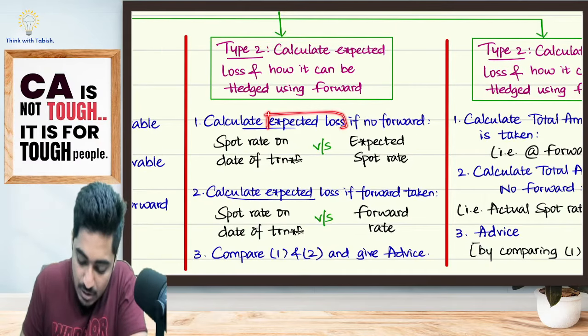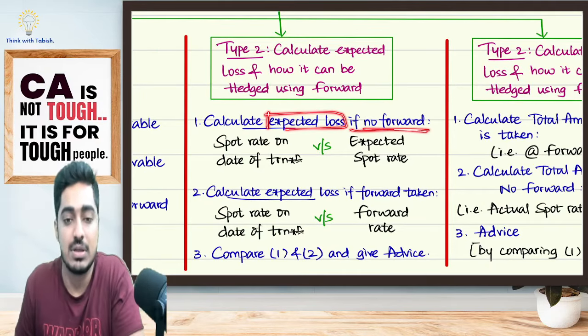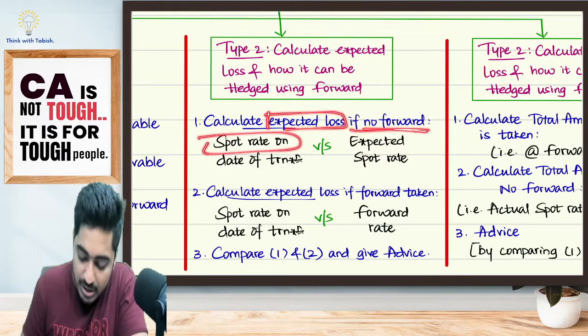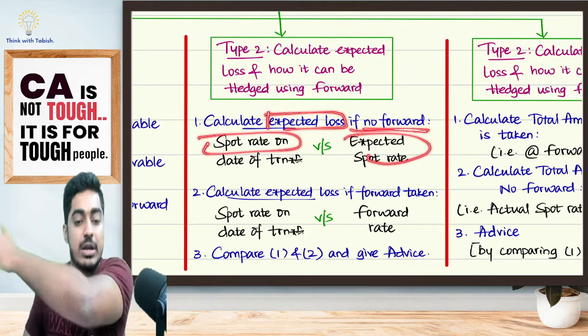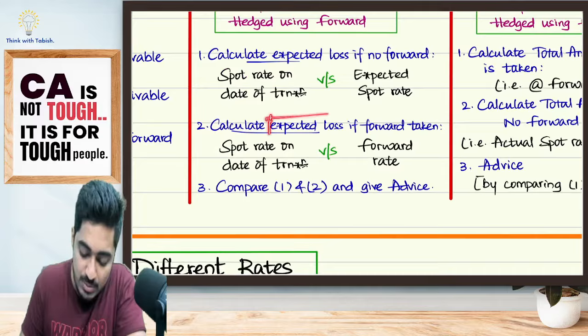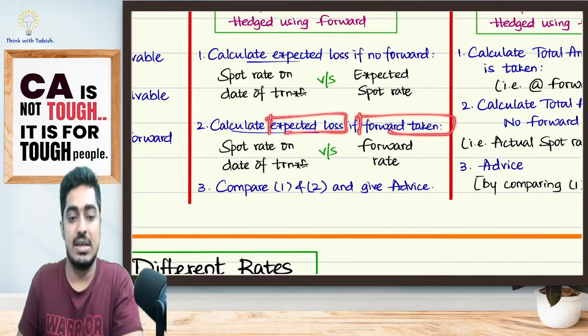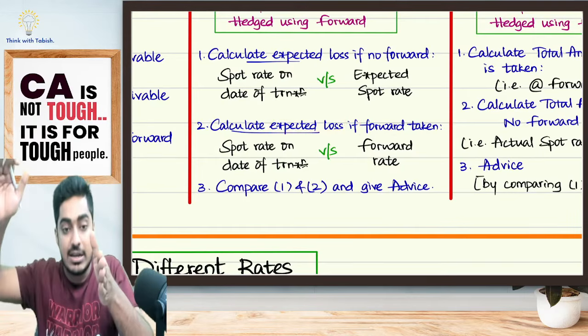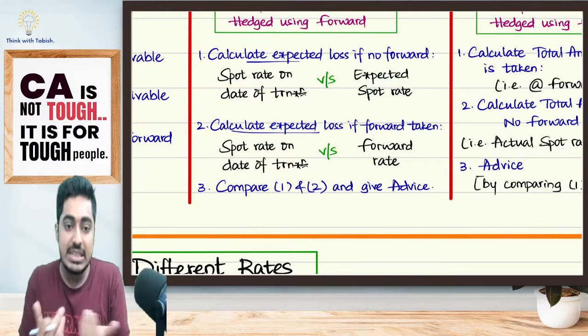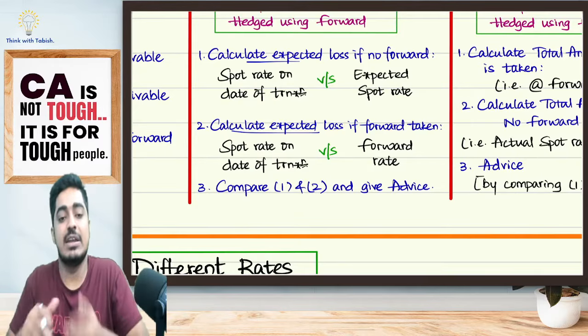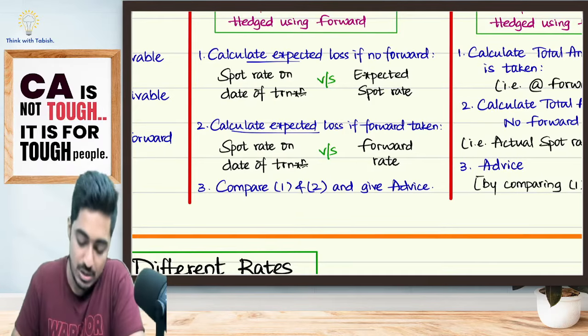So look at this. Calculate expected loss if I am not entering into forward. That is, I will compare today's spot rate with my expected forward rate. Then I will tell what is going to be my loss if forward is entered. It is today's rate versus the actual forward rate. I will compare the two. If I'm having a benefit, I will tell okay, enter into forward. Otherwise, I'll tell okay, not enter.